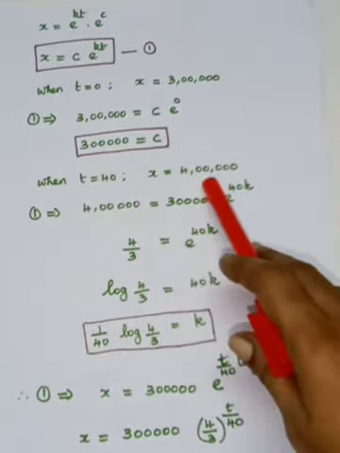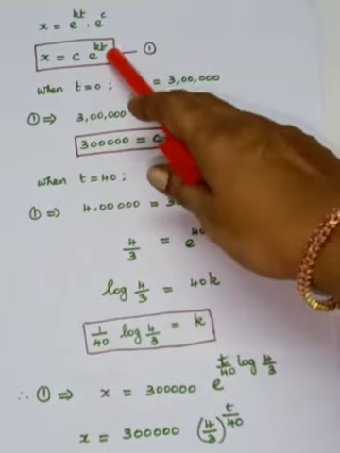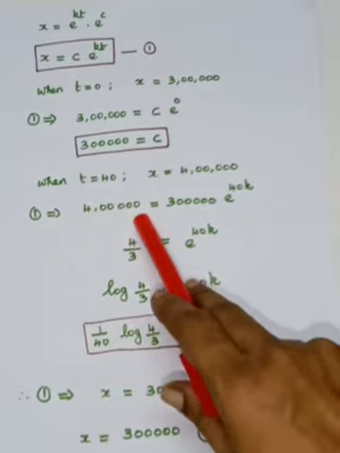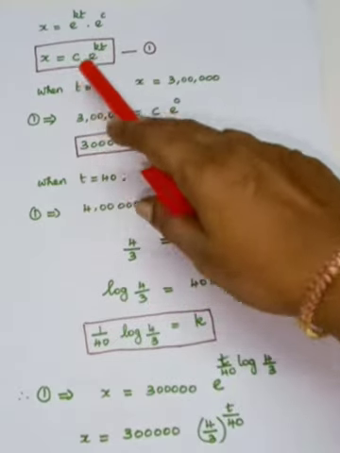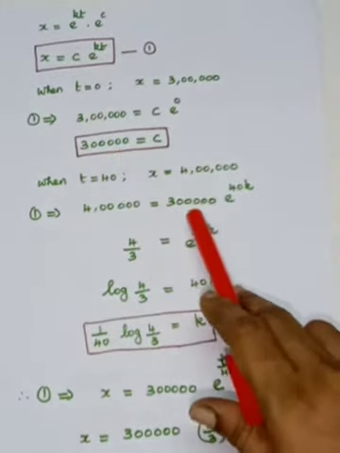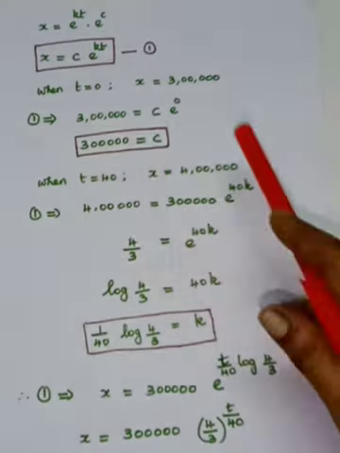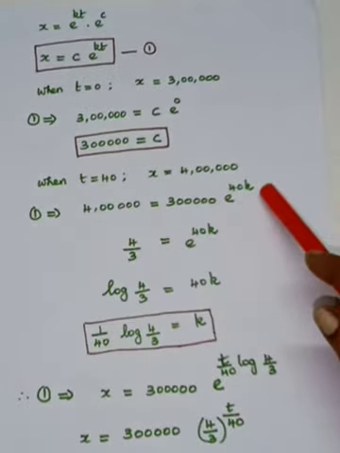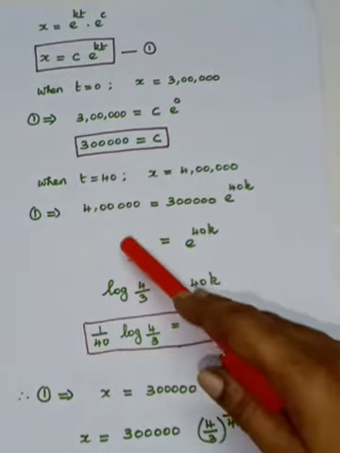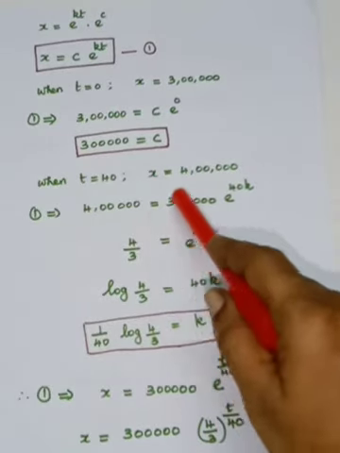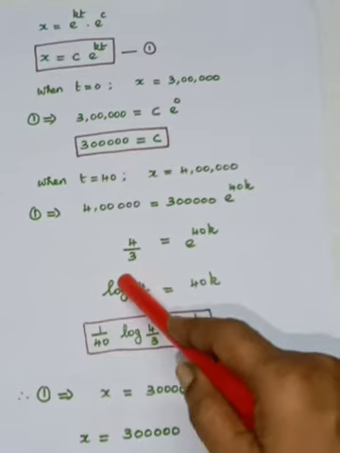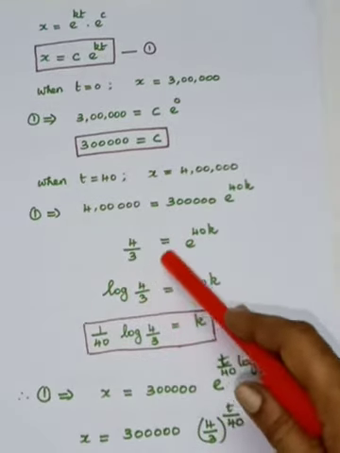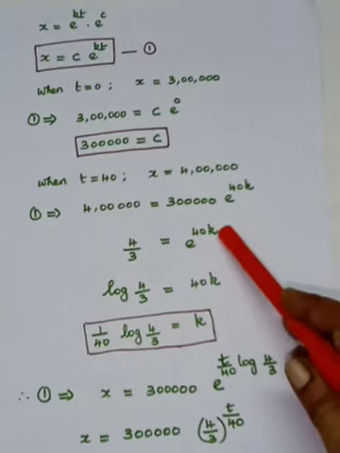So these two results have to be substituted in 1. In the place of x, you have to substitute 4 lakhs is equal to, the c value we have found, it is 3 lakhs into e power, what is t? t is equal to 40. So e power 40k. If we cancel the zeros, 4 lakhs divided by 3 lakhs, all the zeros get cancelled, you will have 4 by 3. That is equal to e power 40k.